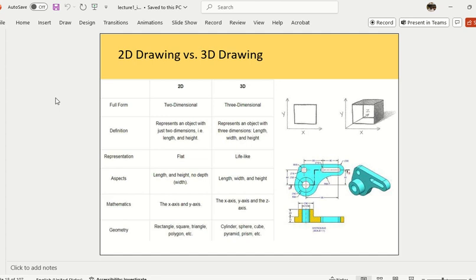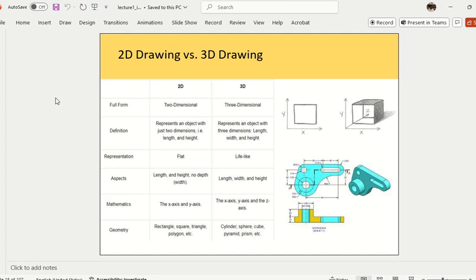Okay. So there are different objects. When you show them as 2D, they have a different name. When you show the same object as 3D, it has a different name. Okay. So for example, if you have this one, what do you call this one? Which shape is this?